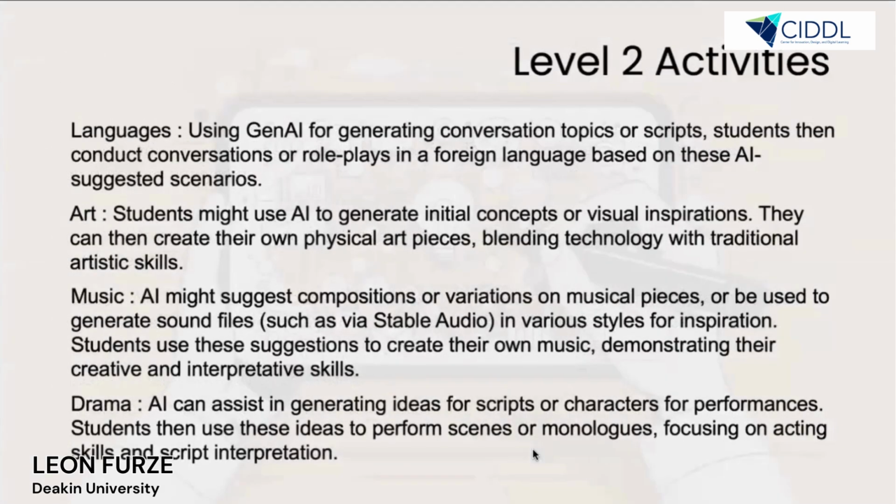At level 2, there are various ways that you can incorporate AI into the brainstorming process. So these are just a few examples. We might generate conversation topics in languages, but then the students conduct the actual conversations. In the arts, we might use AI to generate visual inspirations, but then the students create the final pieces. In music, we might use music generative AI technologies such as Stable Audio, Udio, Suno to create sound files and use them as inspiration. And in drama, we might create the script, but the students do the performance.